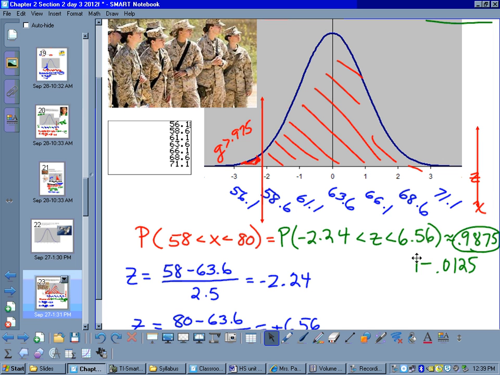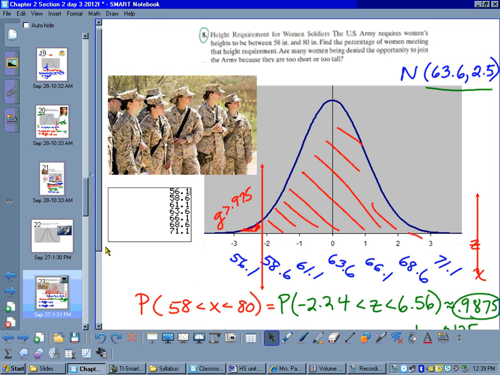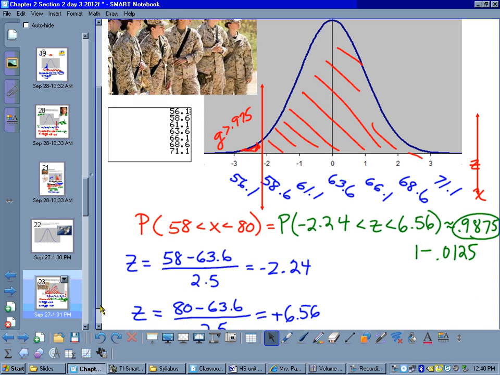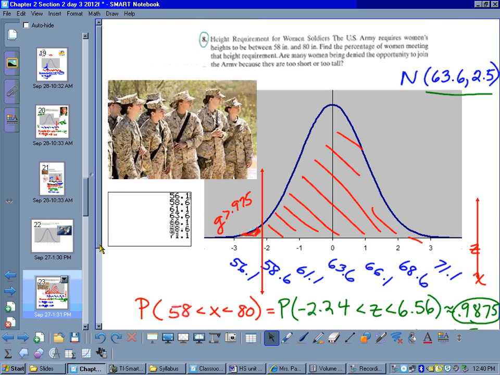So now if we go back to see what the question says, it says, how many women are going to be too short? Well, it doesn't look like we'll really have any women that are going to be too tall for the Army for reasons we discussed. And it looks like the answer will be about 1.25% are going to be too short to join the Army.